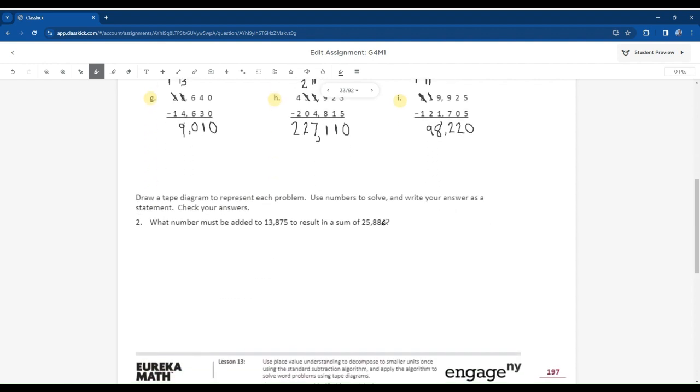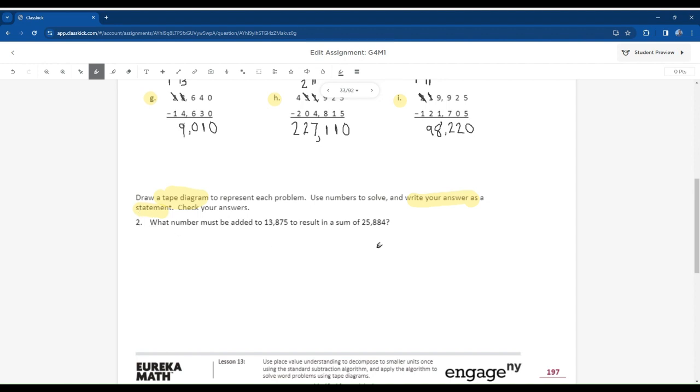Moving down to number 2, we're going to add a little bit of context and put these into some word problems. So the directions say, draw a tape diagram to represent each problem, use numbers to solve, and write your answer as a statement. And then, as always, we're going to check our answers. So I really like number 2 because it really forces us to think about the relationship between addition and subtraction. Addition and subtraction are inverse operations, which means they sort of undo each other. And the verbiage here in number 2 is all addition.